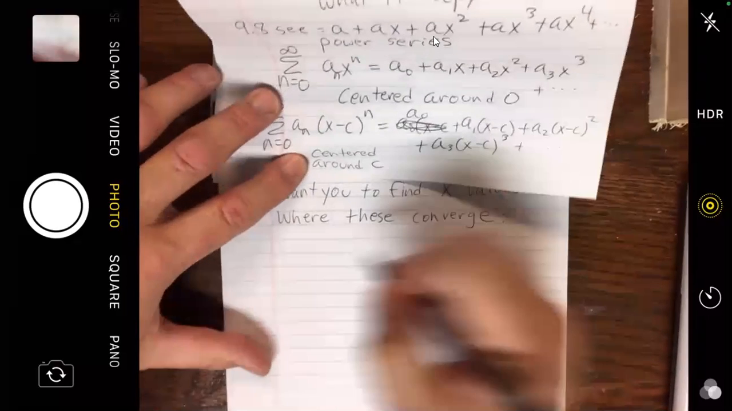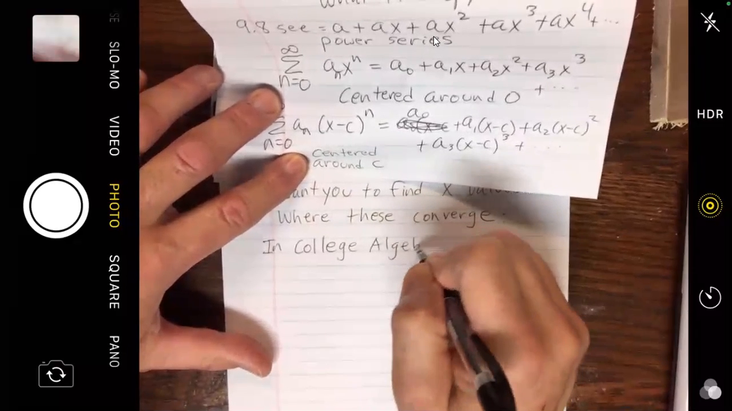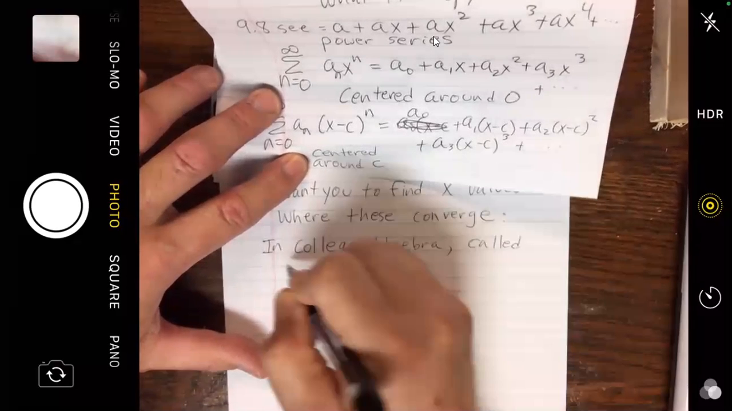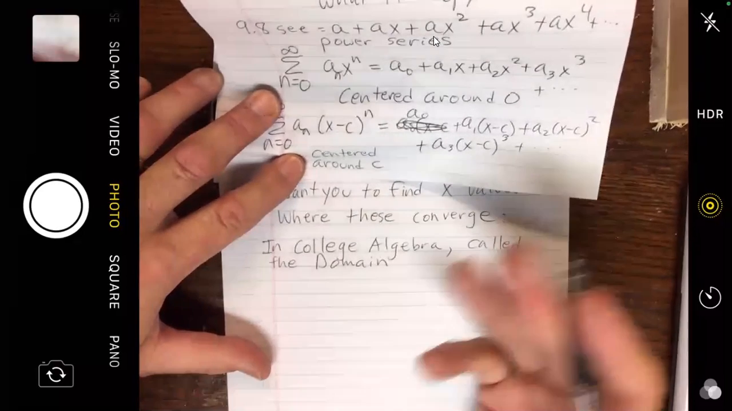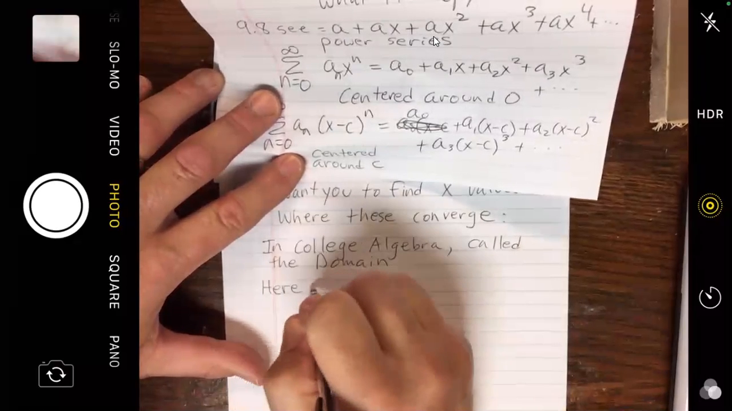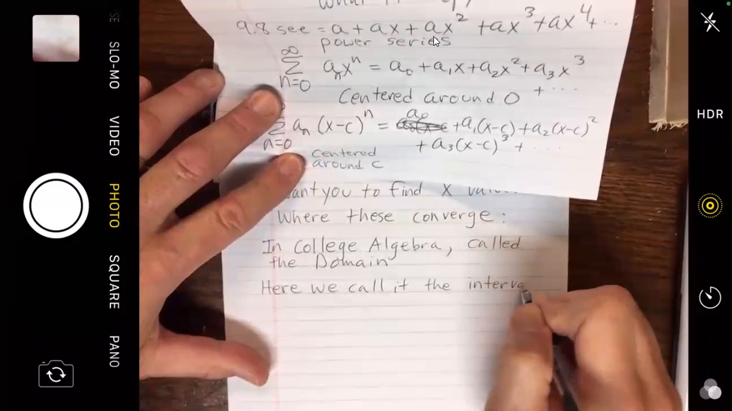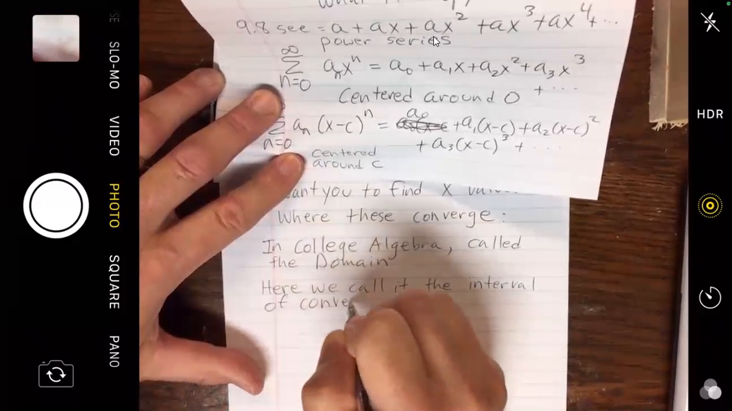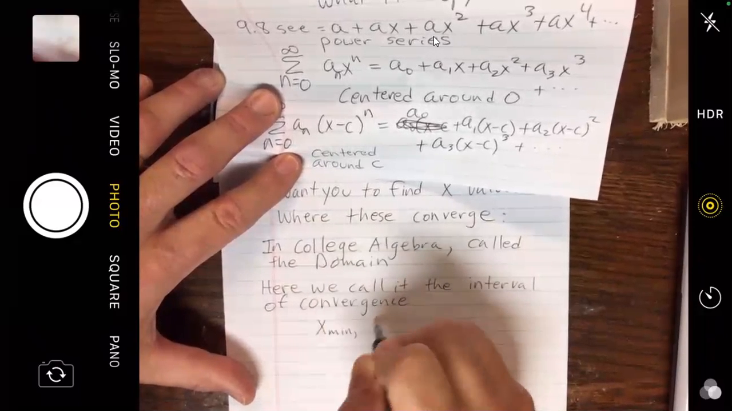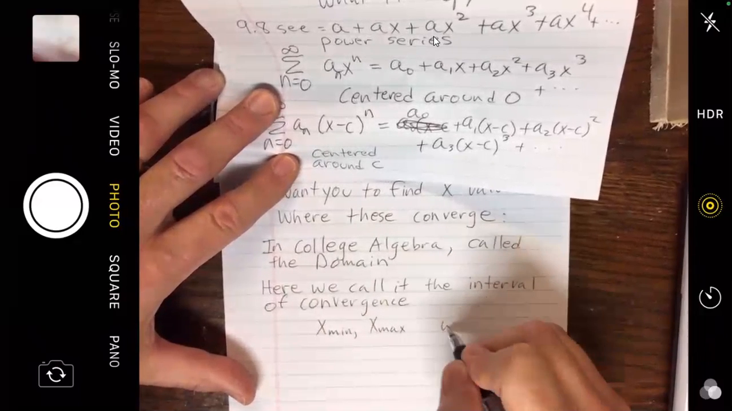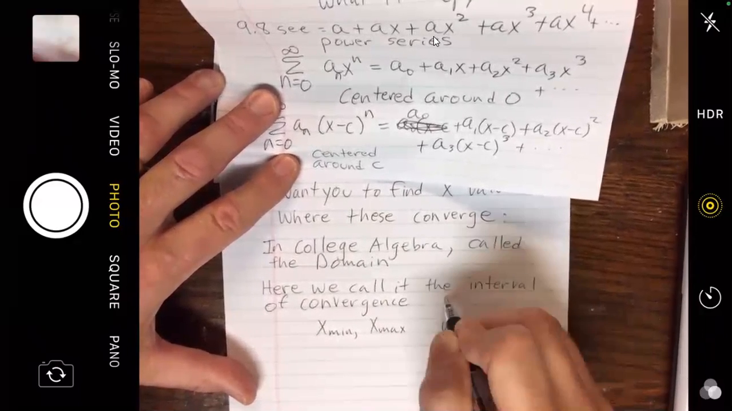In college algebra, there's a very simple name for that. They call it the domain. Naturally, we can't call it the same word here. That would be too simple. Here, we call it the interval of convergence. And there will literally be an x min and then x max where these converge. I very cleverly abbreviate this IOC.